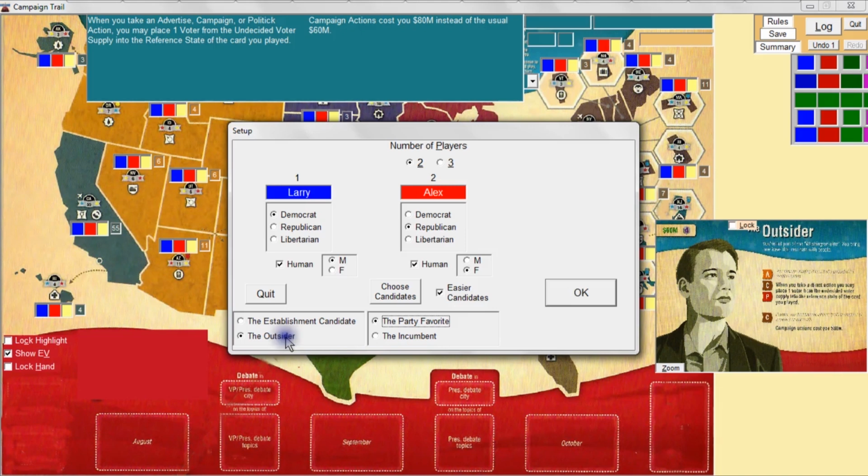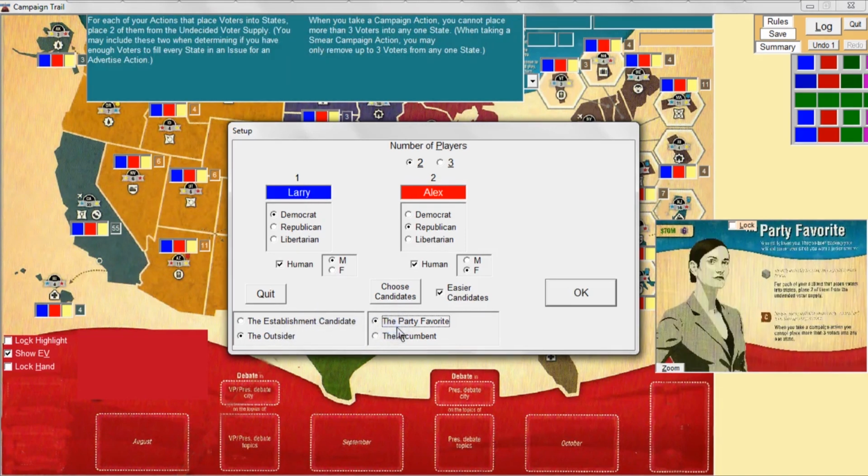Alex, on the other hand, as the party favorite, for each of her actions that results in voters being placed into states, she gets to place 2 of them, again, from the main undecided voter supply, as opposed to her registered party's voter supply, which is her own personal supply of voters. You may include these 2 when determining if you have enough voters to fill every state in an issue for an advertise action. Again, that's going to be more clear once I start describing these actions. When she takes a campaign action, she cannot place more than 3 voters into any one state.